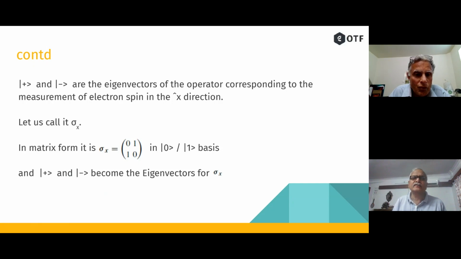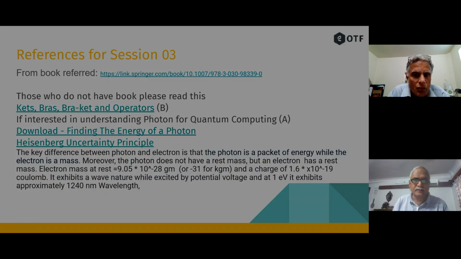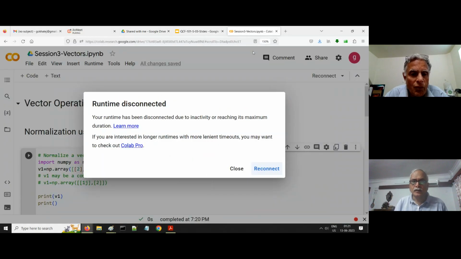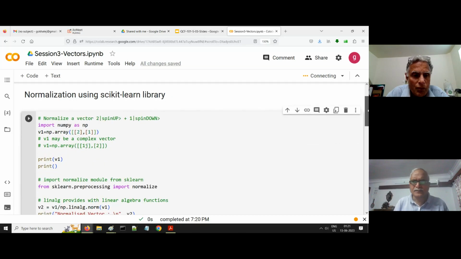So that is one of the reasons why we understand this concept of eigenvalue, and then you have got Python giving you the support for evaluating these eigenvalues and eigenvectors. I'll just show you a quick demo in the meantime. So let me share my notebook. Give me a minute. Okay, I'm just reconnecting. This is the session 3 notebook, and we have two very simple programs that I'm going to discuss.